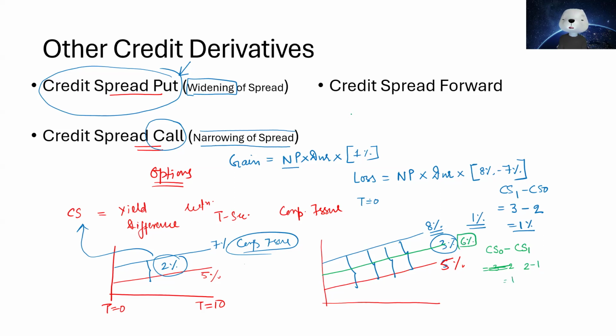On the other hand, the credit spread forward is where you would have been given the strike price already, which is very similar. The strike price in this case is going to be very similar to the initial credit spread, designated as CS0. And then the rest of the math is exactly similar to this case.